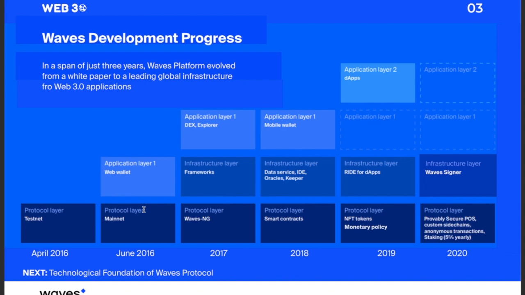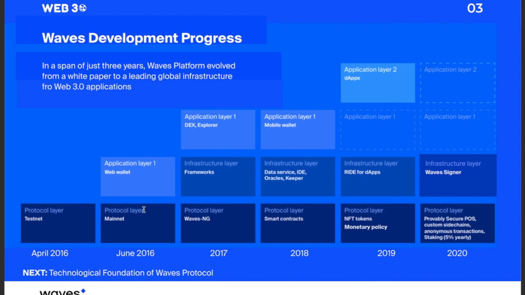And in 2018, it started supporting smart contracts, data services, the IDE, integrated development environment for writing smart contracts and dApps. It supported oracles and the Waves Keeper. Also, the mobile wallet was made available in 2018.